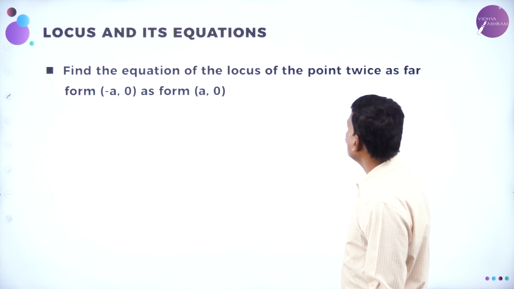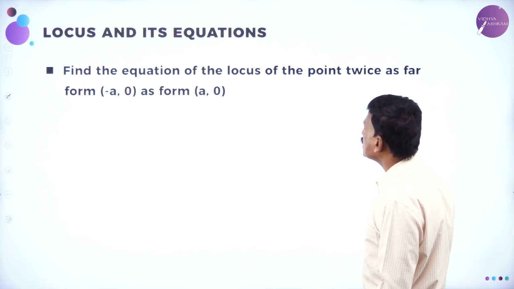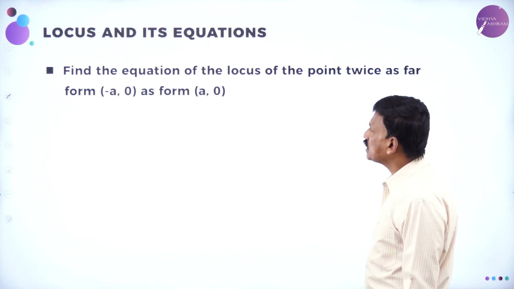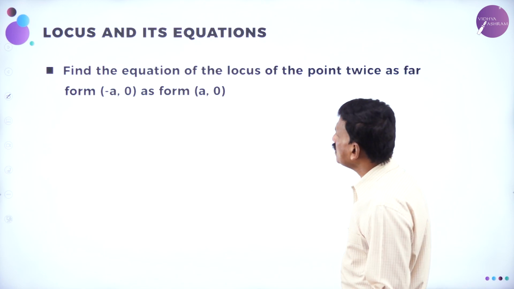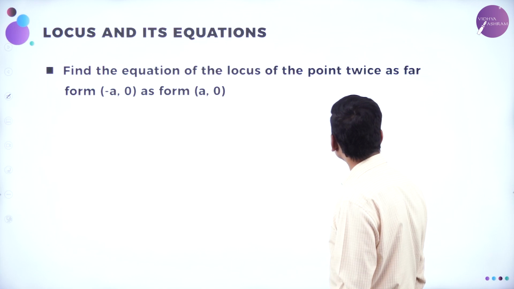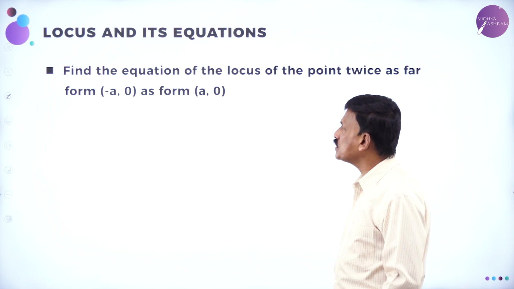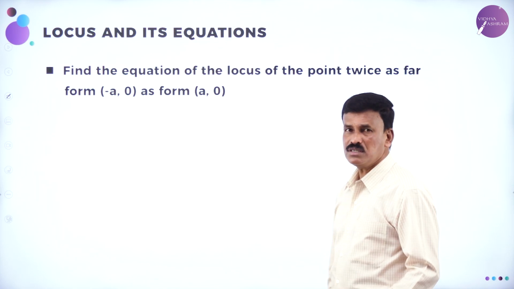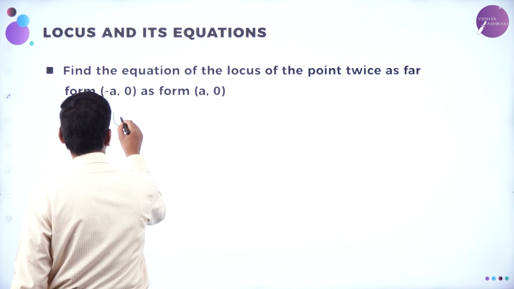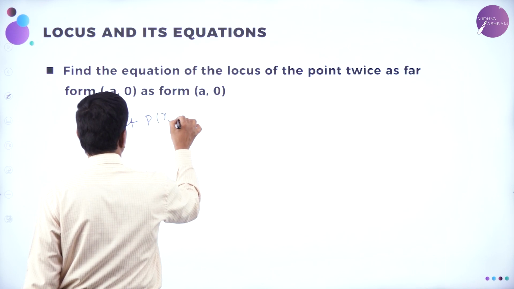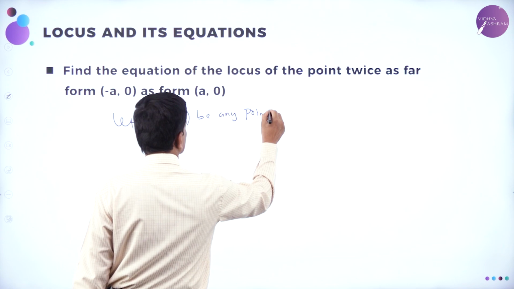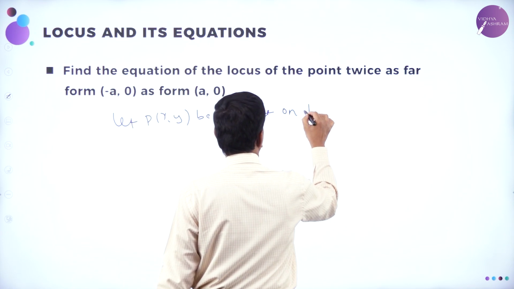Find the equation of the locus of a point twice as far from (minus a, 0) as from (a, 0). So here, find the equation of the locus of the point which moves such that it is twice as far from (minus a, 0) as from (a, 0). Right. Same as usual. Let P(x, y) be any point on the locus.